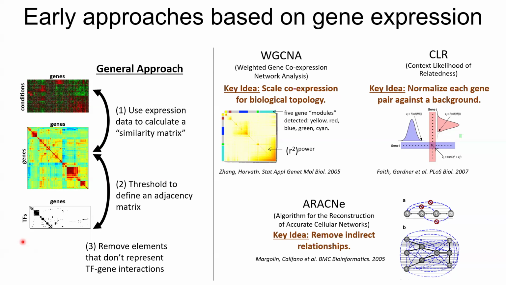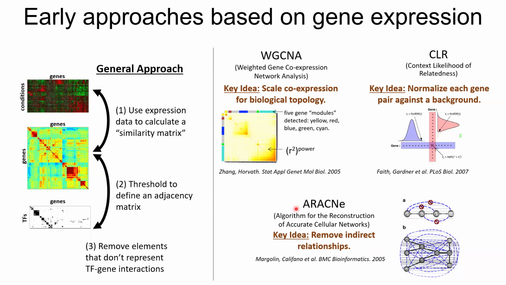WGCNA stands for Weighted Gene Co-expression Network Analysis. The key idea of WGCNA is to take a Pearson correlation network, but then scale that Pearson correlation, this R-squared value, to a power. This allows the network to approximate a scale-free topology, which, as we know, is important for network structure in many common biological networks. CLR, or actually let's go ARACNE next.